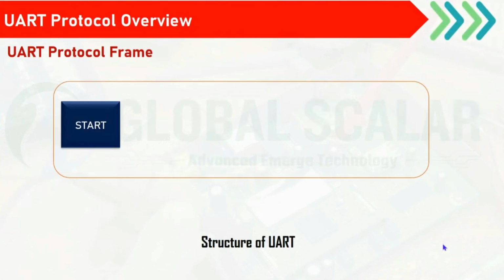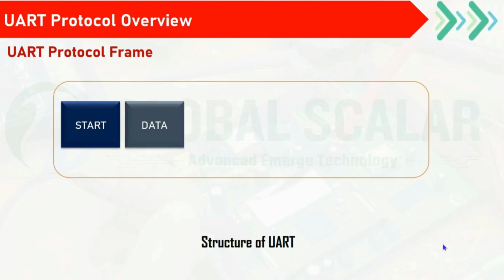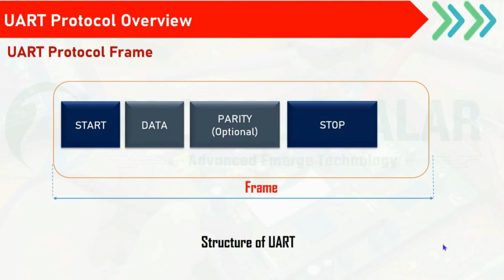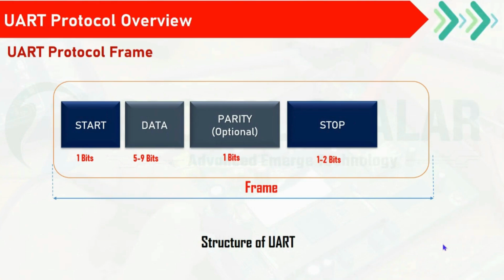And coming to the UART protocol frame, it has the start, data, parity, and stop. This is the frame format of the UART protocol, where start represents 1 bit, data represents 5 to 9 bits, parity will be 1 bit, and stop will be 1 to 2 bits. What exactly is inside the protocol, how the data changes and how it is maintained.